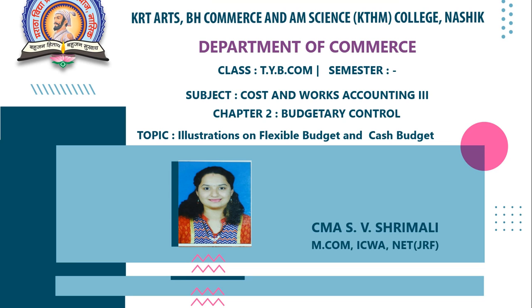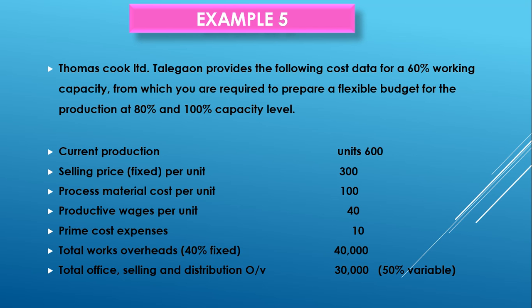Shrimali. Today we are going to talk on the chapter number 2, that is budgetary control. Thereunder we have already studied some illustrations on flexible budget. Today also we will study some example on flexible budget, and thereafter we will study the cash budgets. So let us understand this. This is the example number 5 on flexible budget.